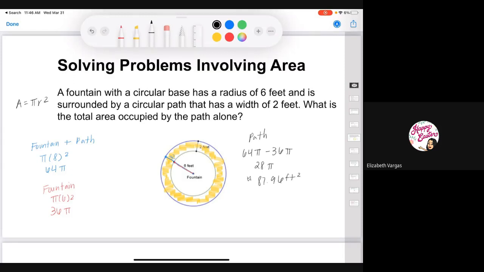All right, so if you have the radius, you can find the area of any circle using this equation right here. All right, does anyone have any questions here? Questions, concerns?